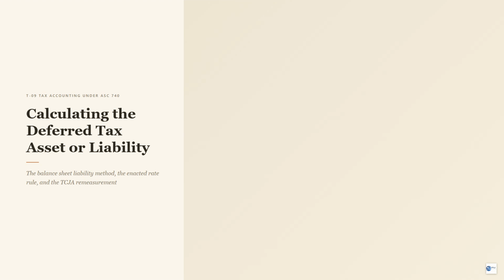Under ASC, the Accounting Standards Codification, Topic 740, once you know a difference is temporary rather than permanent, you still need to put a number on it. That number is the deferred tax asset, or DTA, or the deferred tax liability, the DTL. In this section, we will walk through exactly how that number gets calculated, why the tax rate you use matters as much as the difference itself, and how one real piece of legislation forced companies across the country to recalculate their deferred tax balances overnight.